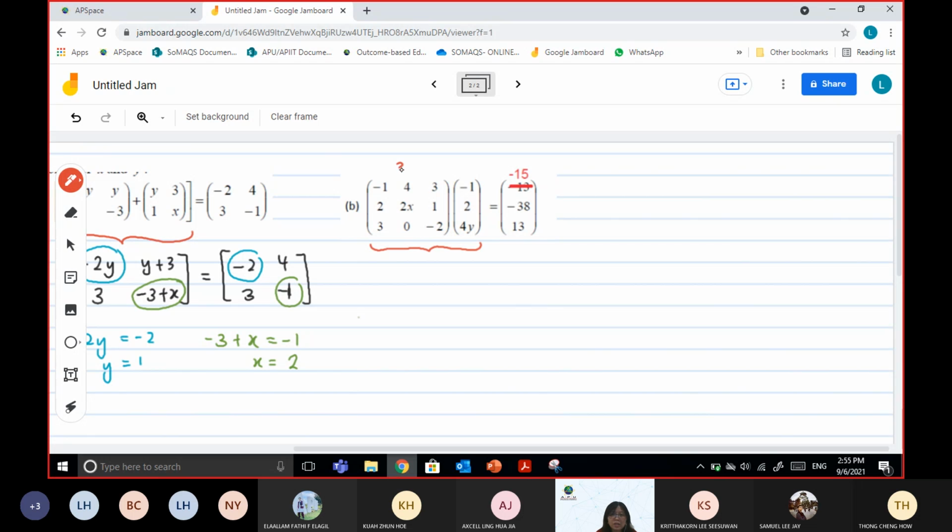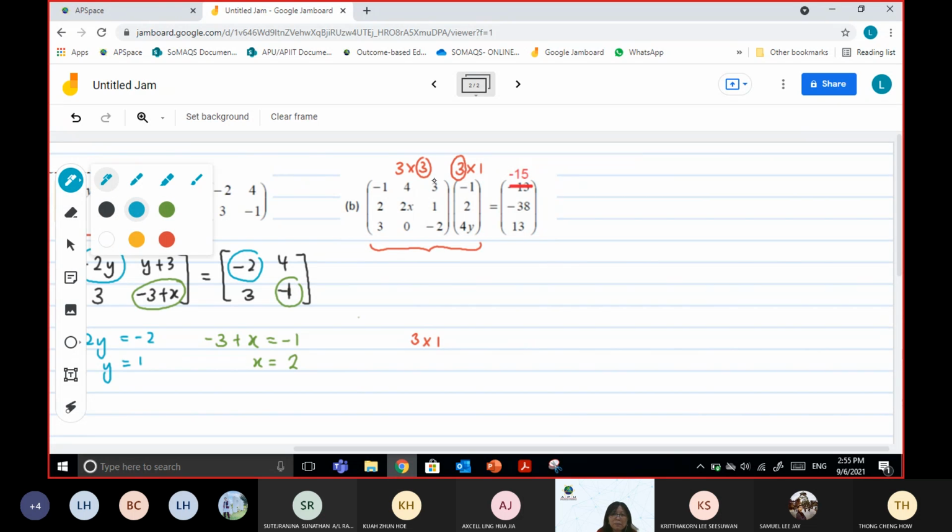3 by 3. How about the second one? 3 by 1. So 3 by 3, 3 by 1. Since these two are the same, we can multiply. Then after multiplying, what is the order of the matrix you get? 3 by 1. Yes, correct. So you will get a 3 by 1 matrix.